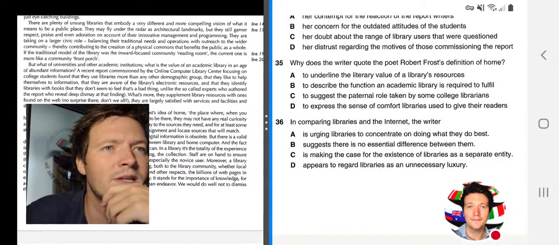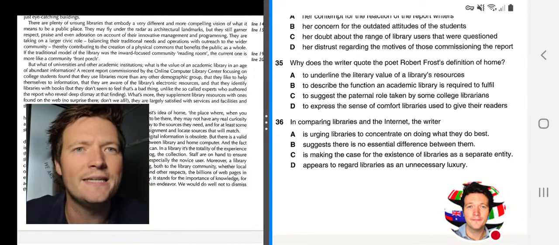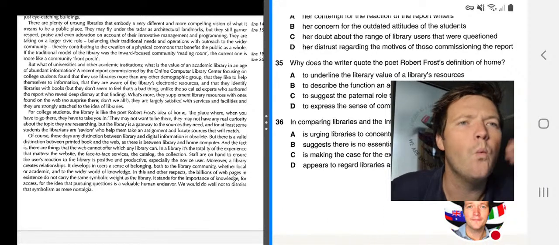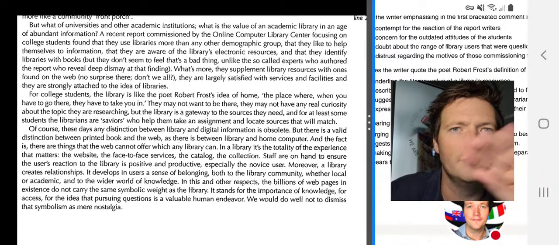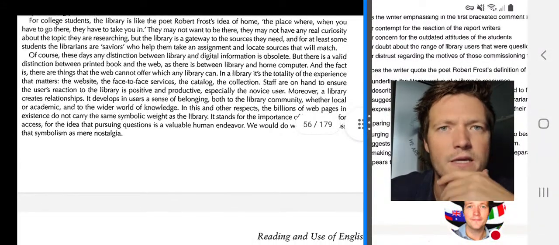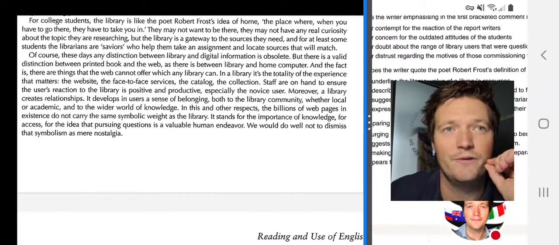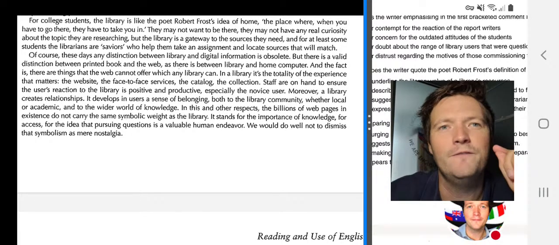35. Why does the writer quote the poet Robert Frost's definition of home? Okay, so we're going to read in the following paragraph a quote from Robert Frost. Why does the writer quote him? So there's a definition of what home is. Why does the writer do this? So we'll go up to the paragraph where we should be. It says, for college students, the library is like the poet Robert Frost's idea of home. The place where, when you have to go there, they have to take you in.